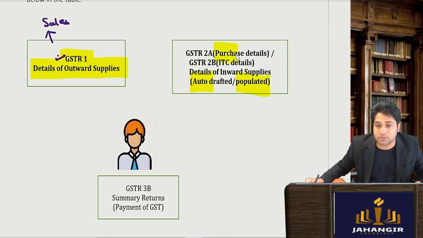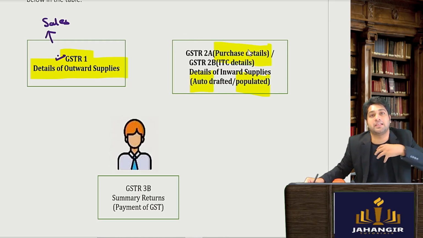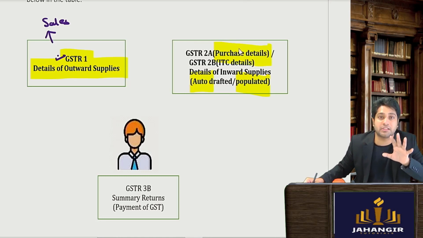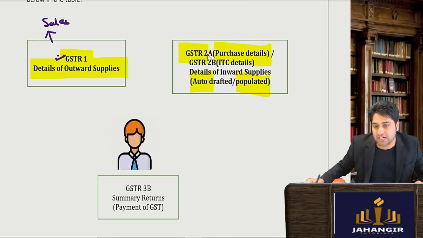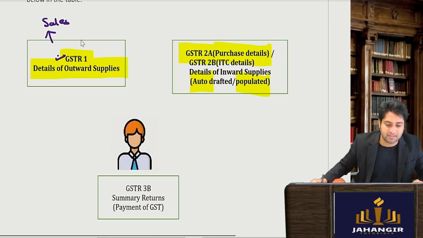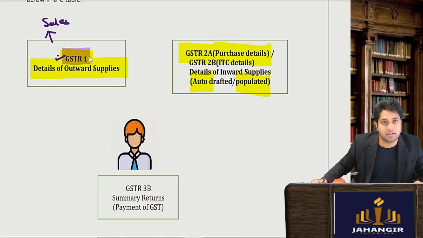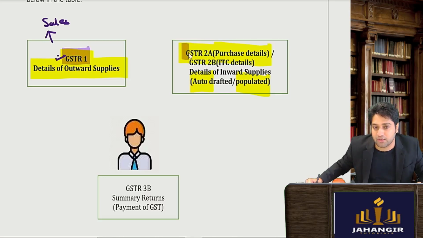That would come that so and so person is saying that he has made a sales to you. Did you purchase from him? Is the details of the amounts and the values and the GST paid correct? So that would pop up in your GSTR 2A. So the supplier files GSTR 1, and it will hit the purchaser's account in GSTR 2A.